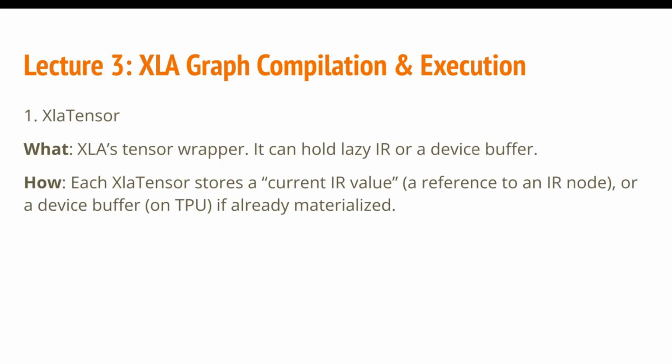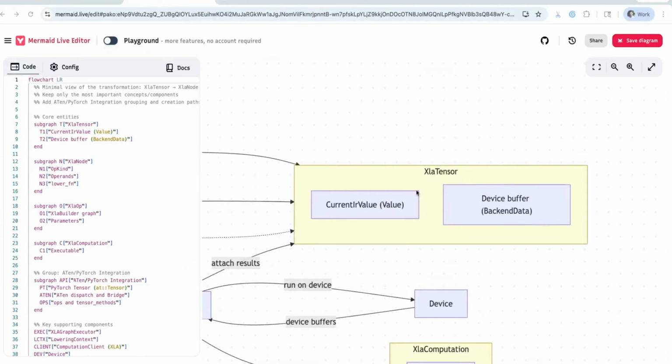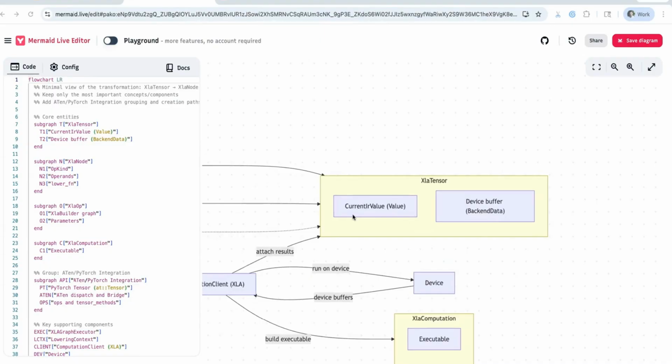So the first entity that I want to introduce is XLA tensor. So what is XLA tensor? XLA tensor is a variant of the regular PyTorch tensor. The most important feature of it is that it can hold both an IR value and a device buffer. A device buffer is just another way to say a real value on the XLA device. As we can see here in our graph, an XLA tensor contains 2 parts: one is the current IR value, another one is the device buffer. The device buffer represents the real value, and the current value, which is the IR value, represents an operation.